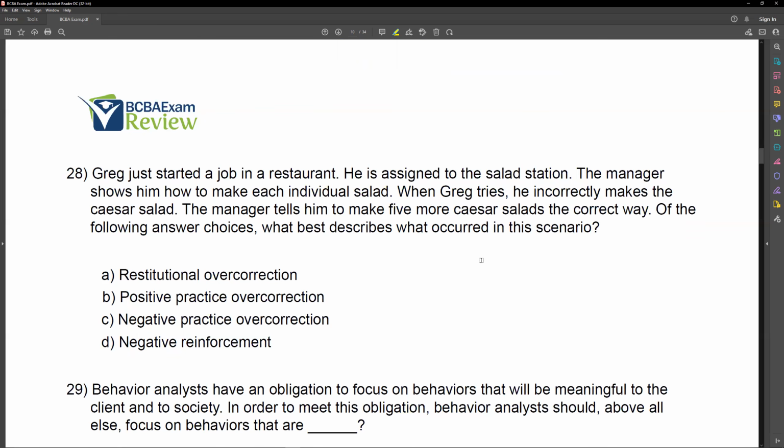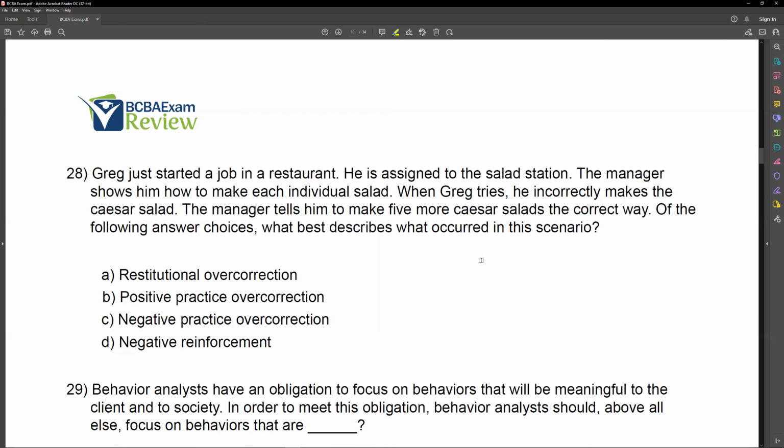If we're going to do the behavior again, either the right way or the wrong way, this is going to be some sort of overcorrection. So what kind of overcorrection are we talking about here? Are we talking about restitutional overcorrection? Well, restitutional overcorrection is overcorrection when we restore the environment to a better shape than it was before. Are we restoring the environment here? No, Greg is just repeating the behavior correctly that he did incorrectly.